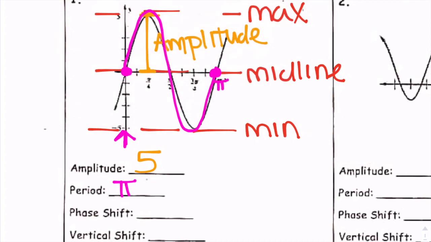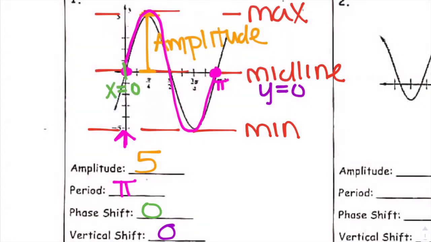And now the phase shift is where our starting x value is. So our starting x value here is at x equals 0, so our phase shift is 0. Our vertical shift is our midline. Well, our midline is at y equals 0, so our vertical shift is 0.